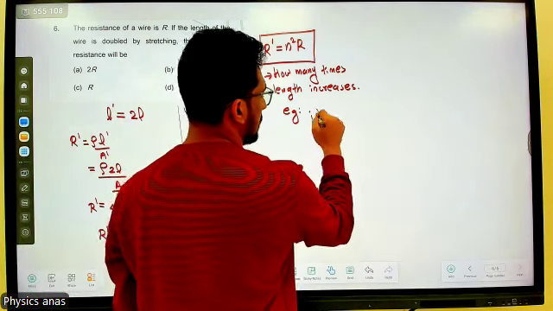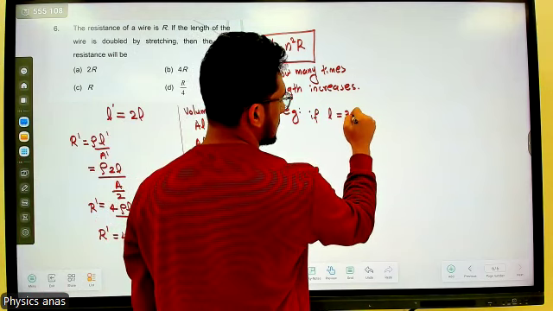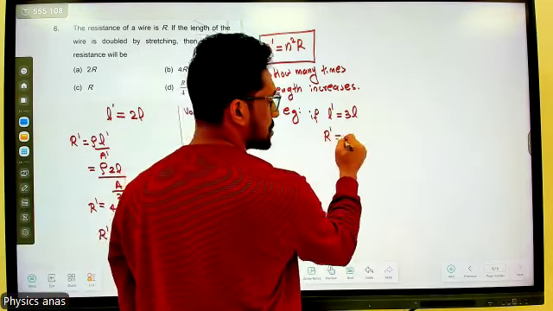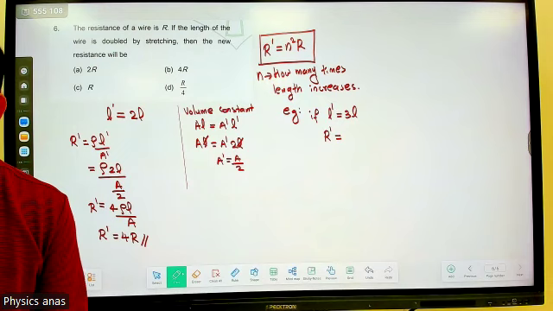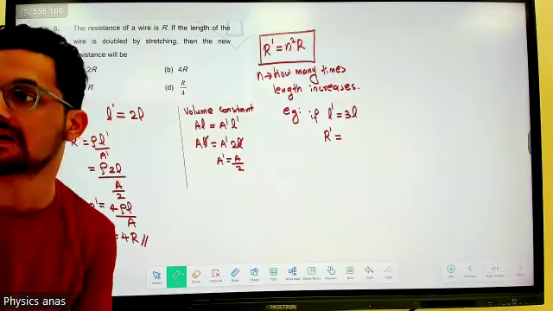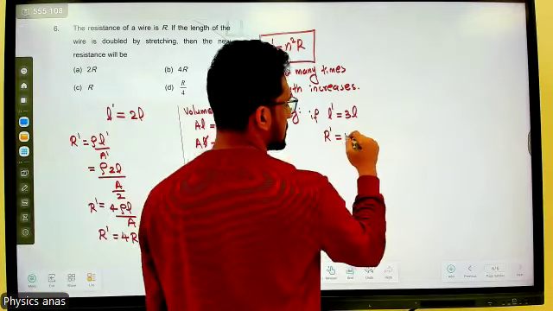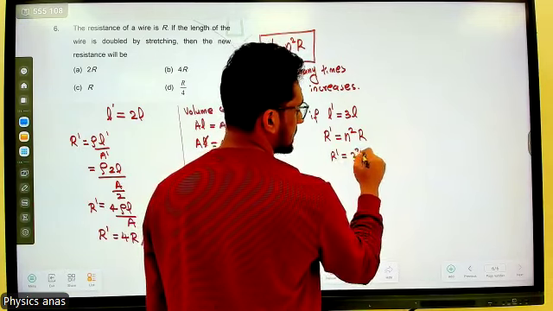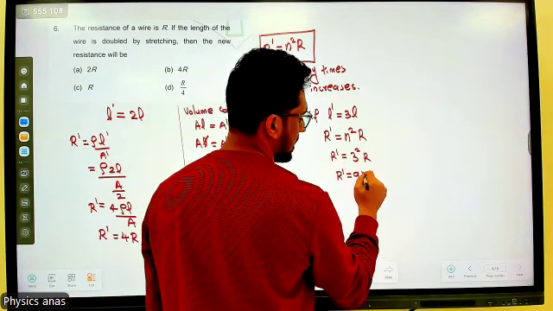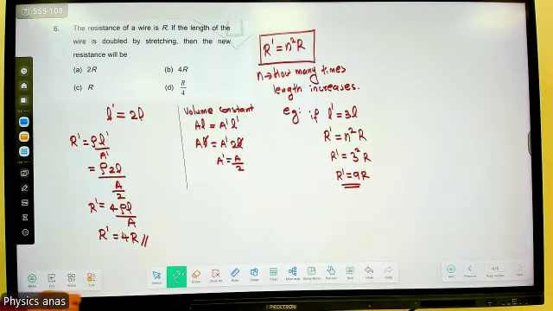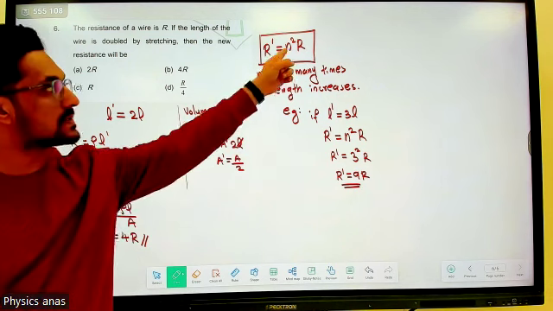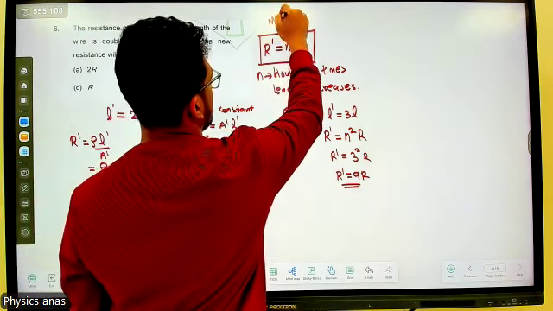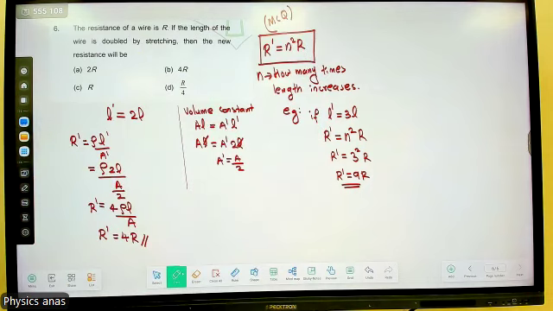If length increases 3 times, the new length is 3 times the old length. What will be the new resistance? R dash. 9R. Why? R dash is equal to n square R, where n is 3, so 3 square R, R dash is equal to 9R. You don't have to do this calculation. You can use this equation if this is an MCQ. This equation can be used in MCQ to find the answer directly.